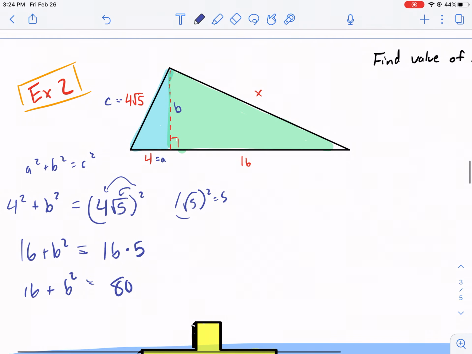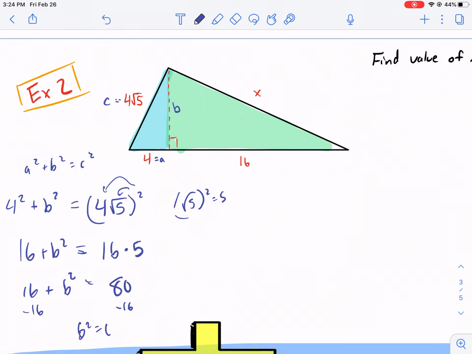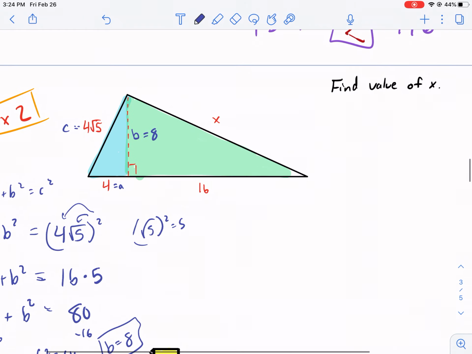Sorry for my B, it looks a little ugly. Minus 16 on both sides gives us 64. B squared equals 64, so we know that B equals 8. Okay, so B equals 8. We're almost done because now we have two sides for our green triangle.